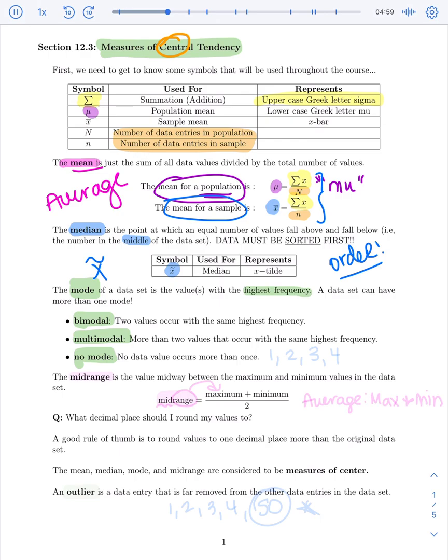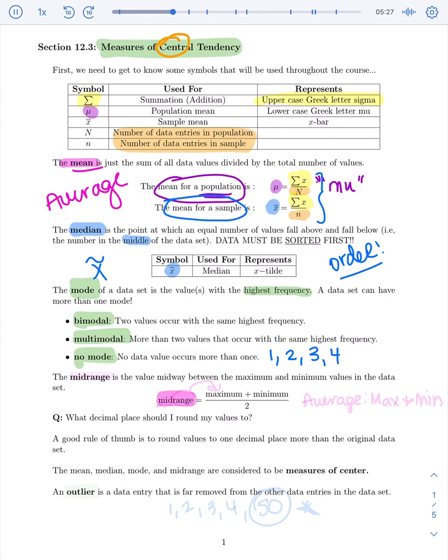A quick example of a group of numbers with no mode is this one: 1, 2, 3, 4. You've got 4 data entries and they all occur once, so nothing occurs more than anything else. So your mode is, there isn't one. The midrange. Okay, this is probably a word you have not heard yet.